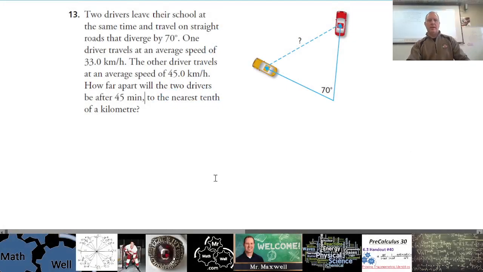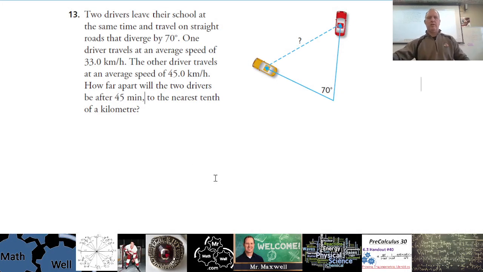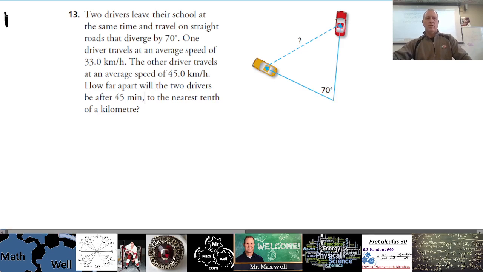All right, number 13 says, this is section 3.3? Is this for you guys? So Foundations Math 20, 3.3.